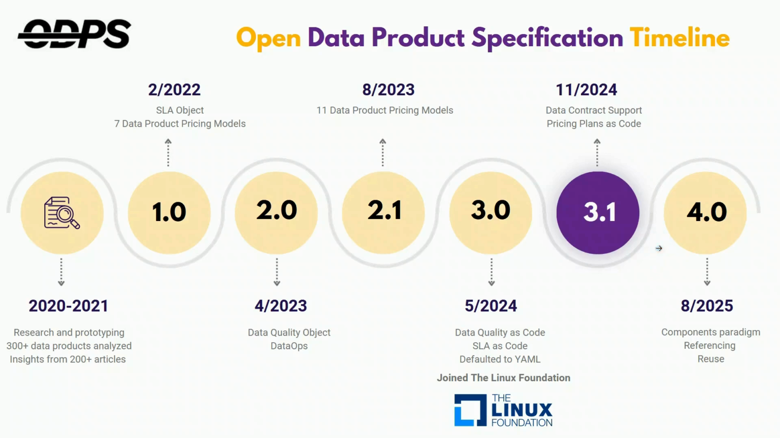Briefly, ODPS has a long history already. It has been in the making since 2020, but one of the major milestones happened in the middle of 2024 when we joined the Linux Foundation. After that we released 3.1 at the end of 2024, and now we are planning to have the release of 4.0 in August 2025.